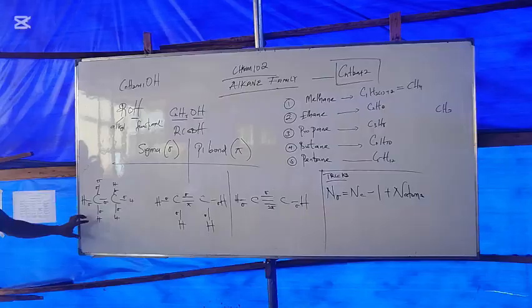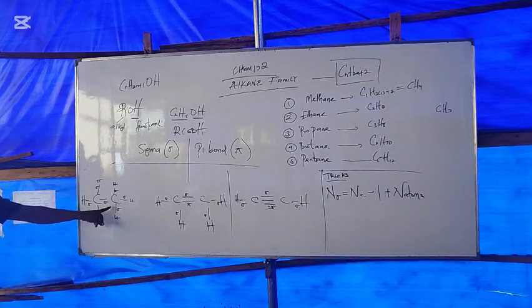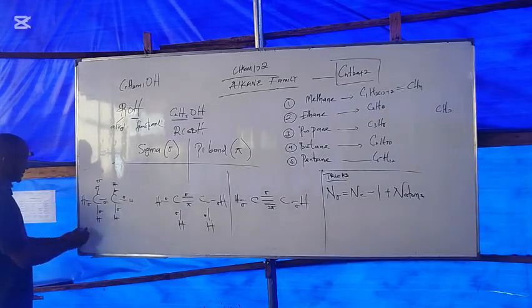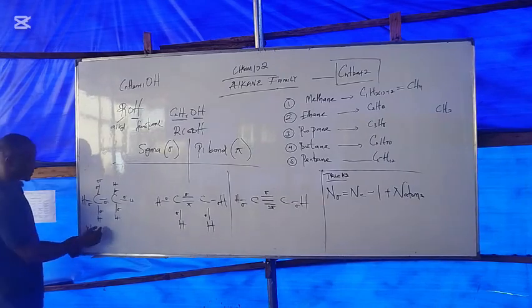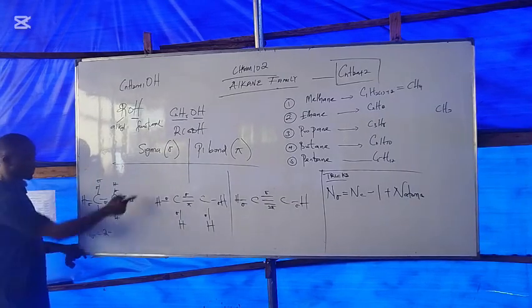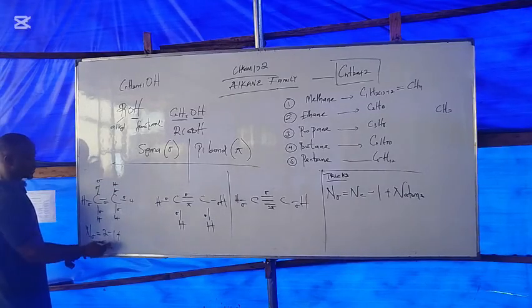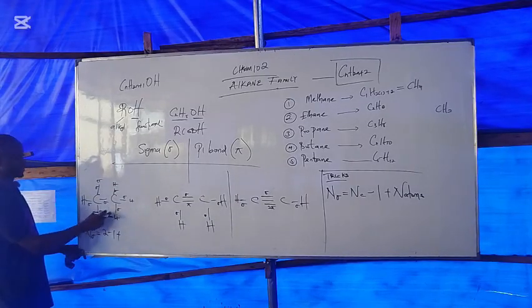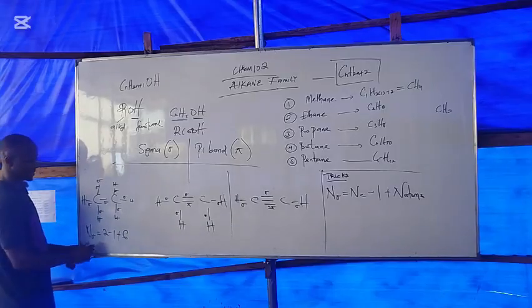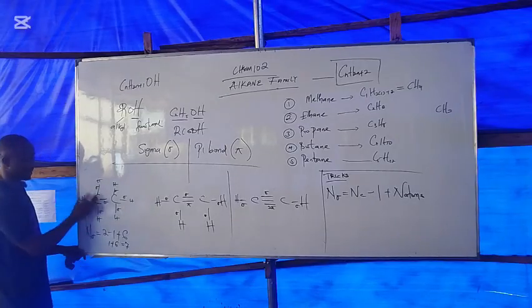Let's verify with this. How many carbons do we have here? 2. The number of carbons here is 2, Abi? 2 minus 1, plus the other atoms. How many are there? 1, 2, 3, 4, 5, 6, Abi? Plus 6. And that will give us 1 plus 6. What's the answer? 7. We have 7 sigma bonds, right?